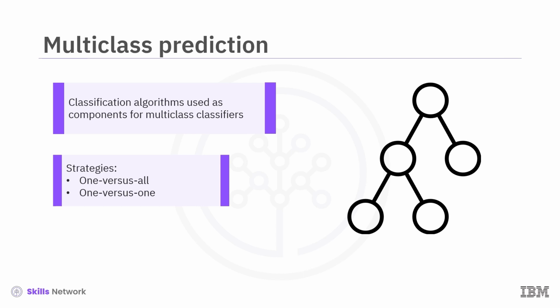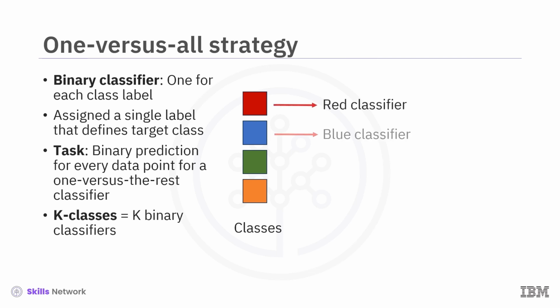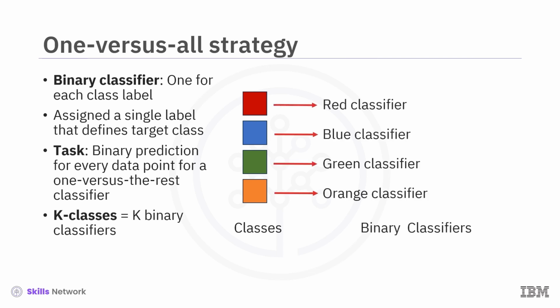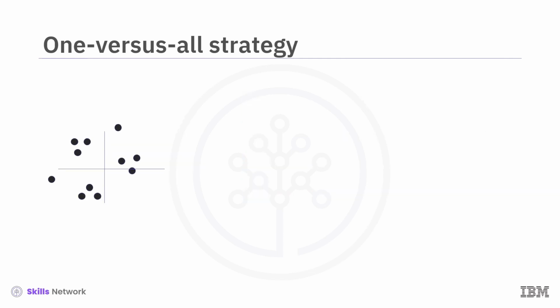The one versus all scheme implements a set of independent binary classifiers, one for each class label in the dataset. Each classifier is assigned a single label that defines its target class. Each classifier's task is to make a binary prediction for every data point about whether it has the given label, a one versus the rest classifier. As you can see, if there are k classes, there will be exactly k binary classifiers contributing. Let's understand how the one versus all strategy decomposes a set of data points.